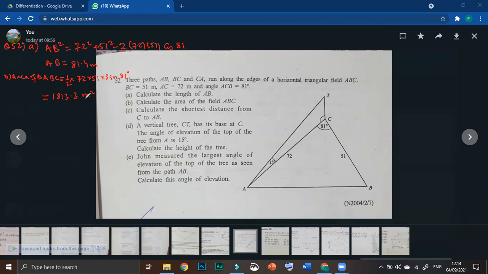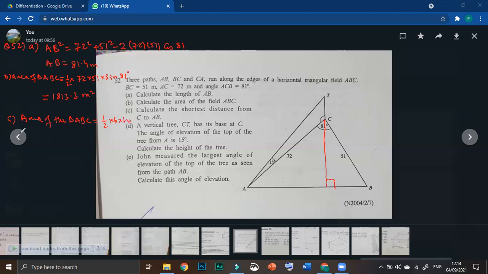Now part C is: calculate the shortest distance from C to AB. This one is the shortest distance from C to AB. Now, in part C, we have the area of the triangle. Area of the triangle ABC, we can also find with half into base into height.